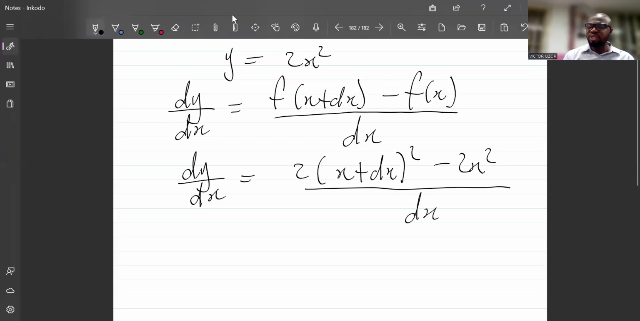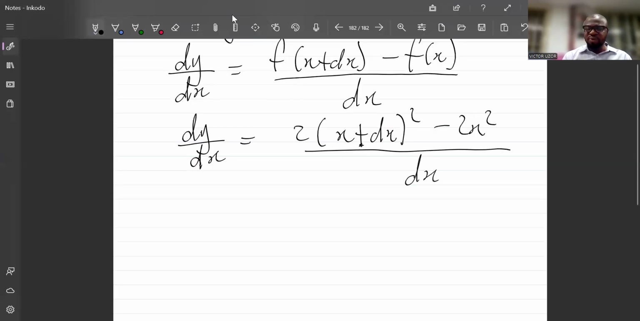Do you understand what I did here? In this place, x plus dx becomes the x. And if you look at it, it's 2x squared, so 2, everything that is here squared. And f of x is everything that is here. I put it down. So now I expand the bracket.